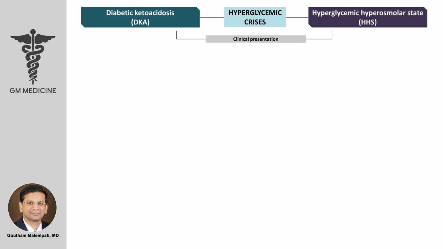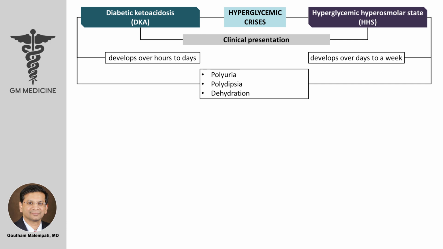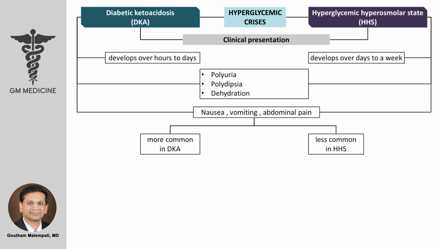Clinical presentation of diabetic ketoacidosis and hyperglycemic hyperosmolar state. Diabetic ketoacidosis develops over hours to days, whereas hyperglycemic hyperosmolar state develops over days to a week. Polyuria, polydipsia, and dehydration are common in both conditions. Nausea, vomiting, and abdominal pain are more common in patients with diabetic ketoacidosis and less common with hyperglycemic hyperosmolar state.